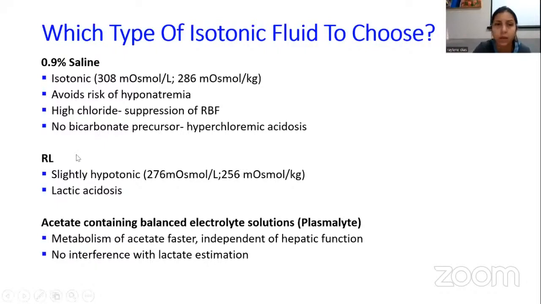Then we have RL. You can safely use this, although it is slightly hypotonic, but it can be a confounder for lactic acidosis if you have to give huge amounts of Ringer's lactate for major surgeries, and you cannot differentiate whether there is decreased perfusion or hypotension and what is the cause of your lactic acidosis. Acetate containing balanced electrolyte solutions like Plasma-Lyte are the best because the metabolism of acetate is faster, it is independent of hepatic function, and these will not interfere with lactate estimation. So when you have to give huge amounts of fluid, these are the best solutions to use.